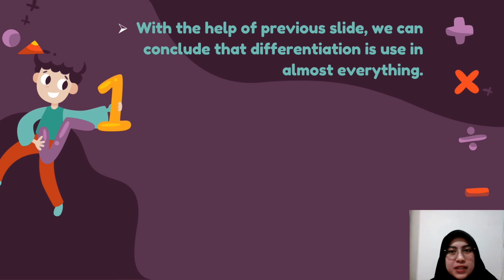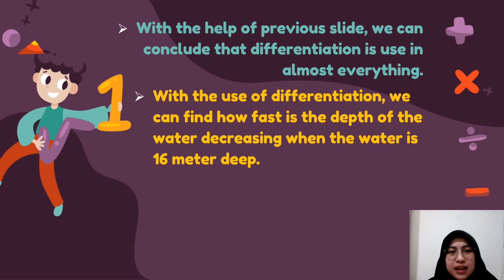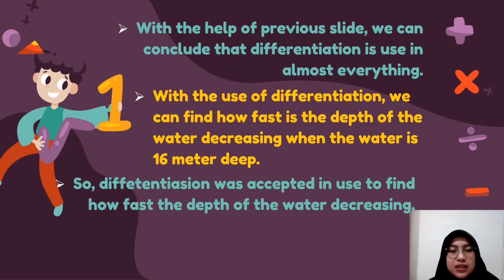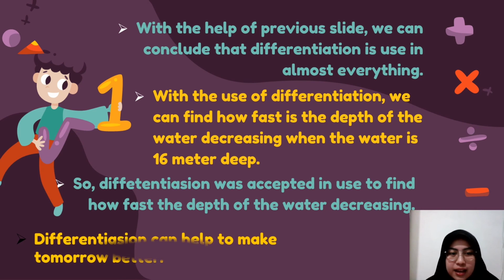With the help of the previous slides, we can conclude that differentiation is used in almost everything. With the use of differentiation, we can find how fast the depth of the water is decreasing when the water is 16 meters deep. So differentiation is used to find how fast the depth of the water is decreasing. Differentiation can help to make tomorrow better.